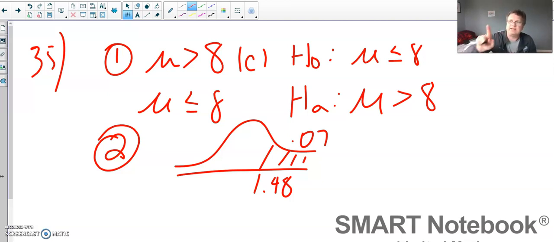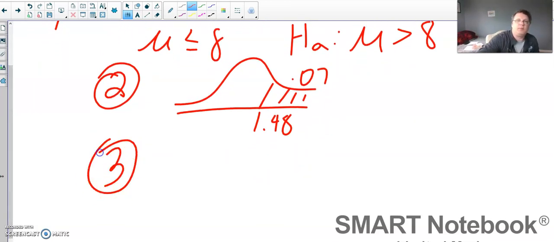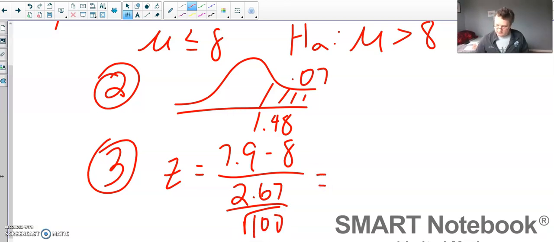Step 3 gives you the z test statistic. We've got to keep everything straight. And remember, we compare p-values with the level of significance. So step 3, you take the data that you found. So z equals 7.9 minus 8 all over standard deviation 2.67 over the square root of 100 people. That gives you a value of negative 0.37. That's your z value.